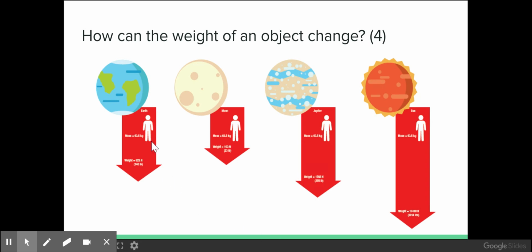Another way to look at this is if you have the same person who has the same mass, right? 63.5 kilograms. You take that person, put them on the moon, put them on Jupiter, put them on the sun. All of these situations would cause the weight to change, but the mass of the person would never change.